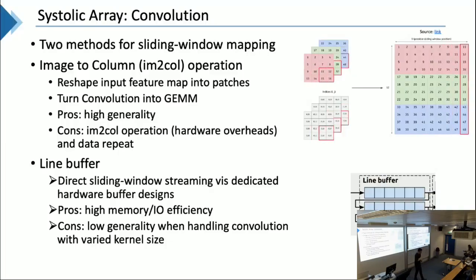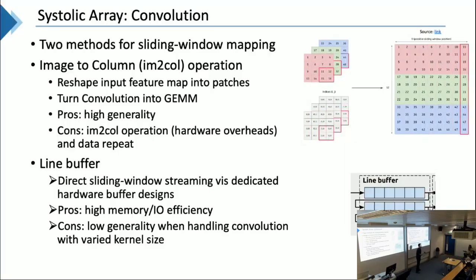And the advantage of line buffer is that it is very memory efficient, because you don't have any duplication of the data. So when you compare this line buffer implementation with image to column, you don't have any data duplication in this 2D map. Right? This makes it very memory efficient.